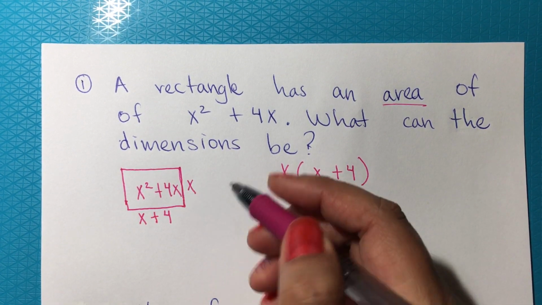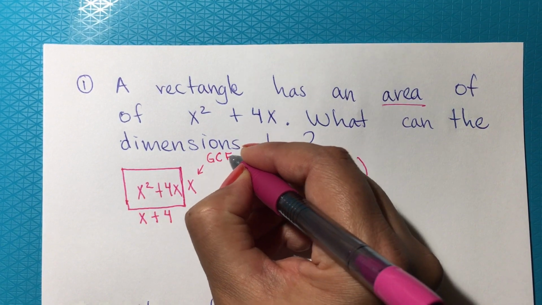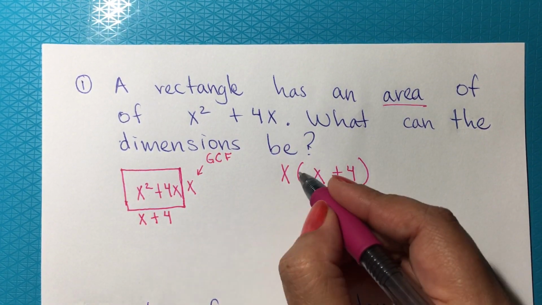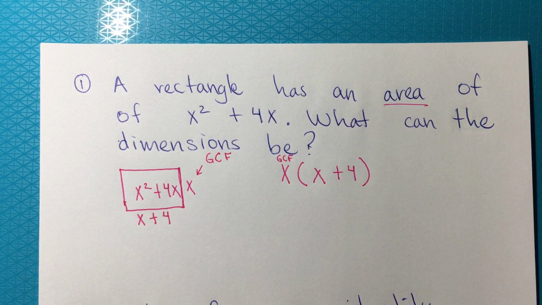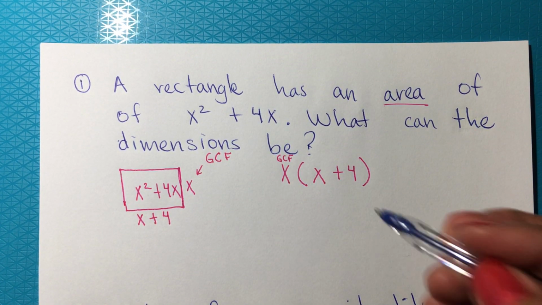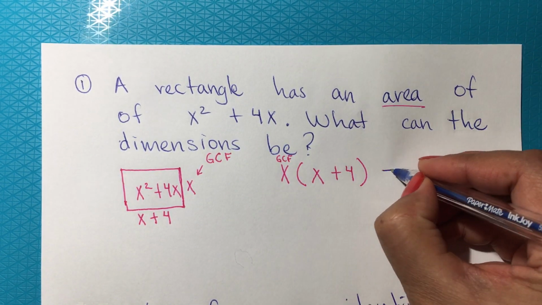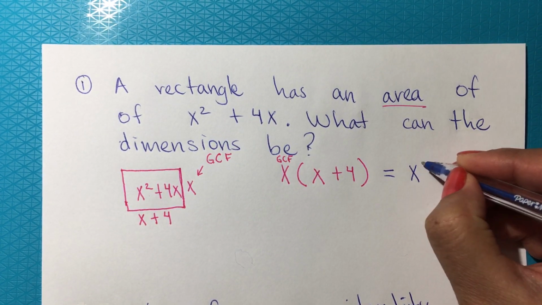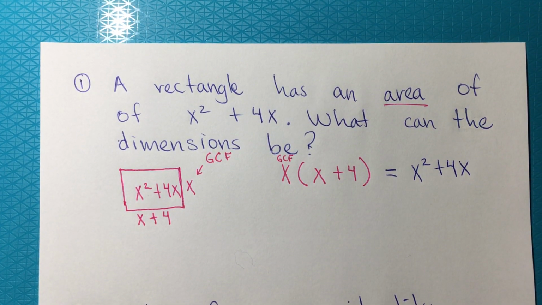By doing this, this was my greatest common factor. And this is the other factor. So this is my GCF. And this is the other. Now, let's see. What that means is that that's equivalent to the area, right? And so the area is x squared plus 4x. But let's check just to make sure that it is true.